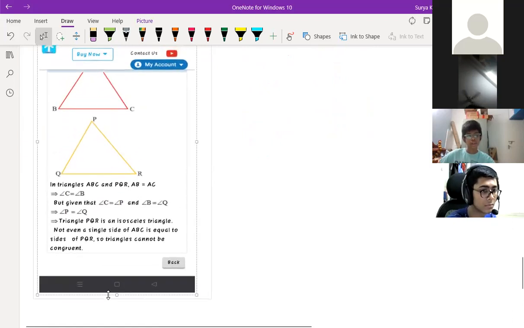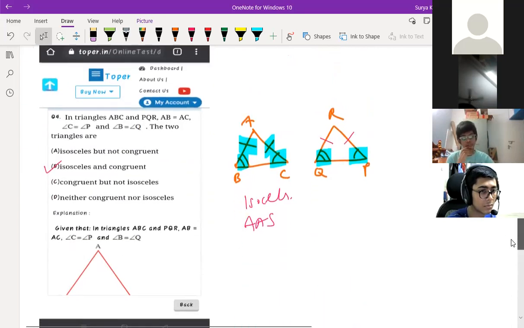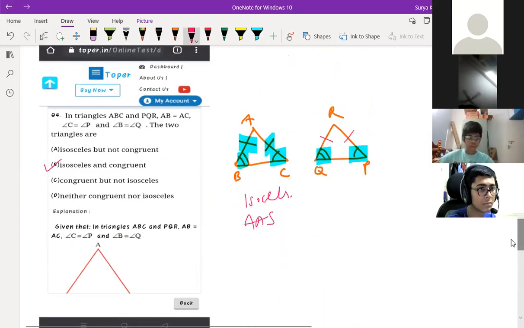Yeah, correct. See, here they have given the figure. What we have done is this side RQP. AB is equal to AC is given. AB is equal to AC. It means that angle B is equal to angle C, correct?